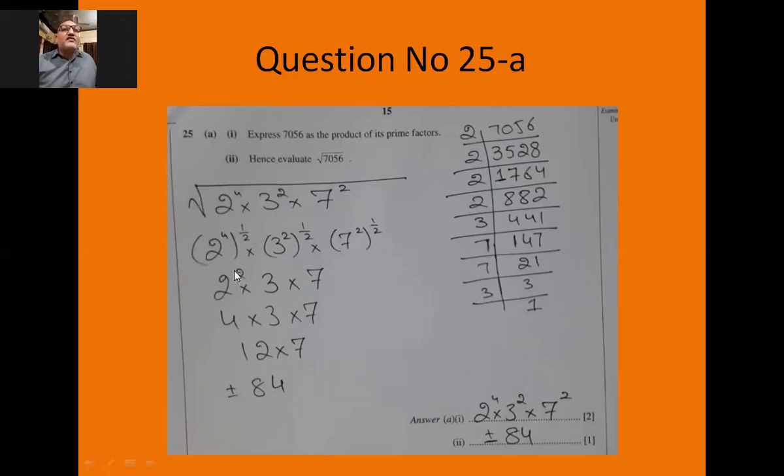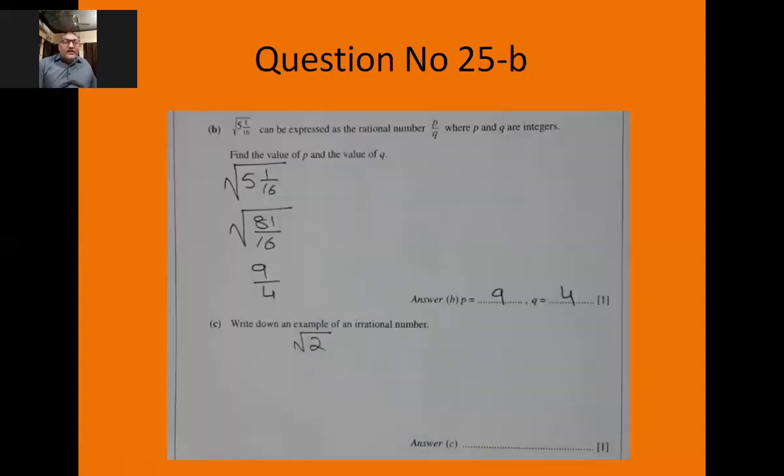This and this will be cancelled. You're left with 2 square. This and this cancel. You are left with 3 raised to power 1. This and this will be cancelled. So you will have 7 raised to power 1. So 2 square is 4. 4 into 3 into 7. So 4 into 3 is 12. 12 into 7 is 84. So it will be plus minus 84 because we took the square root. So this is how you will do the question, A part.